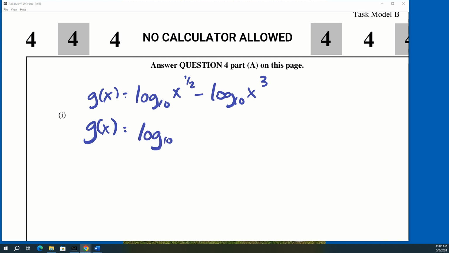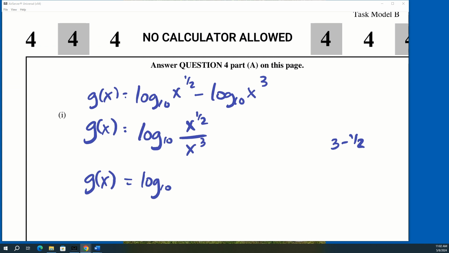All right, and then these are separated by subtraction, so we're going to bring them together using what? Division. All right, this is not completely simplified because those exponents we can still do something with. What do you do with exponents when you're dividing? Subtract. And so we're going to need to subtract 3 minus 1/2.